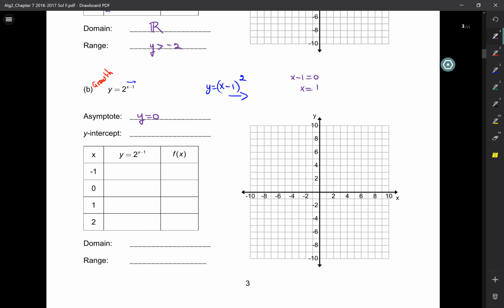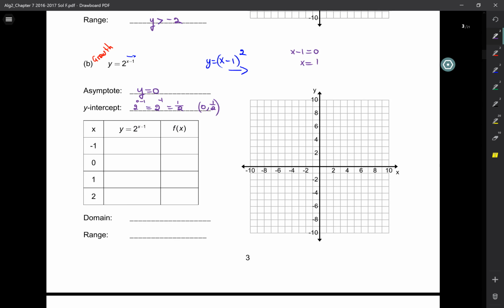Okay, so what about the y-intercept? What do we plug in for x? 0 minus 1. So this is 2 to the minus 1, which is what? 1/2. So it's 0 and 1/2. All right, that's the y-intercept.